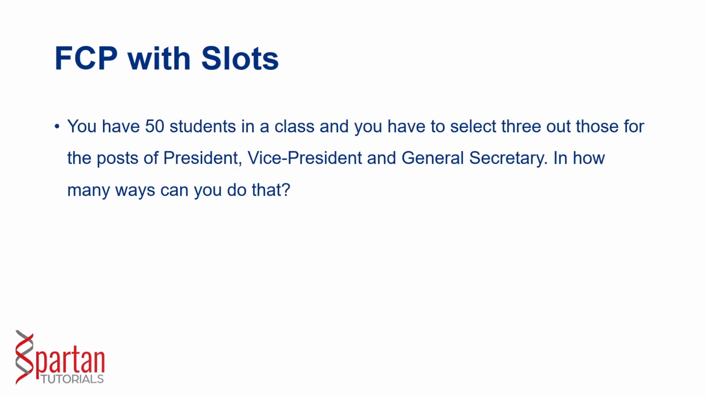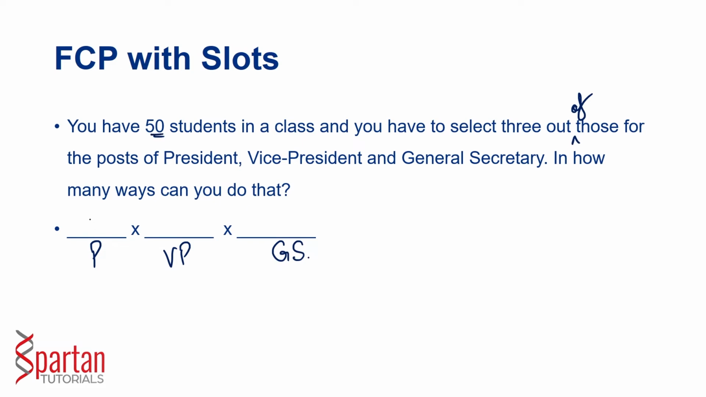As an example, you have 50 students in a class and you have to select 3 out of those for the posts of president, vice president and general secretary. In how many ways can you do that? So let's see, we have 3 slots, one for president, one for vice president and one for general secretary. And we have 50 students.